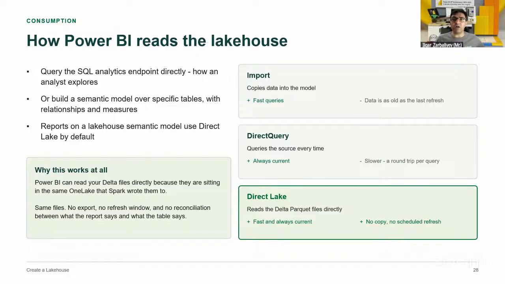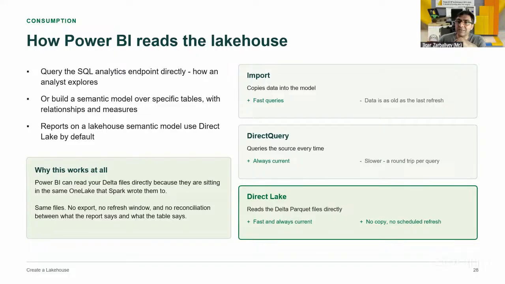And then the interesting part on the right. Historically, you choose between two modes. Import copies data into the model, fast queries, but the data is only as fresh as your last refresh. Direct query always sees current data, but sends a query to the source every time, so it's slower. Direct Lake is the third option, and it's the default for lakehouse semantic models.